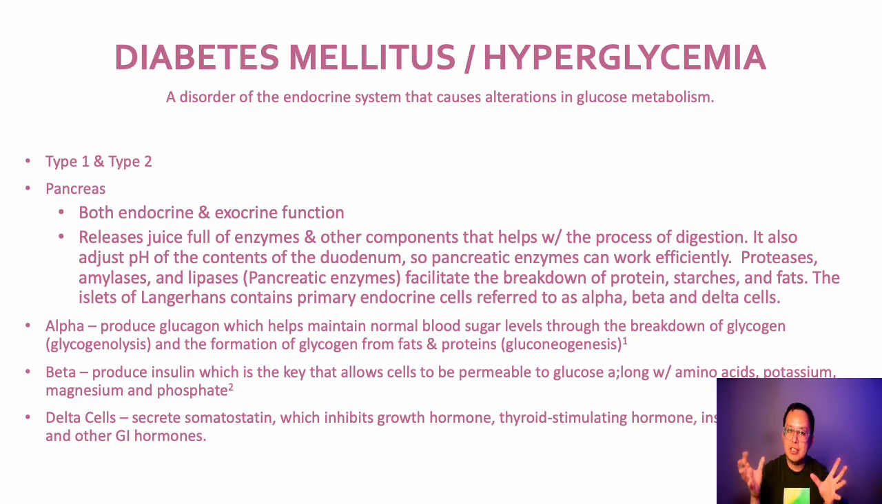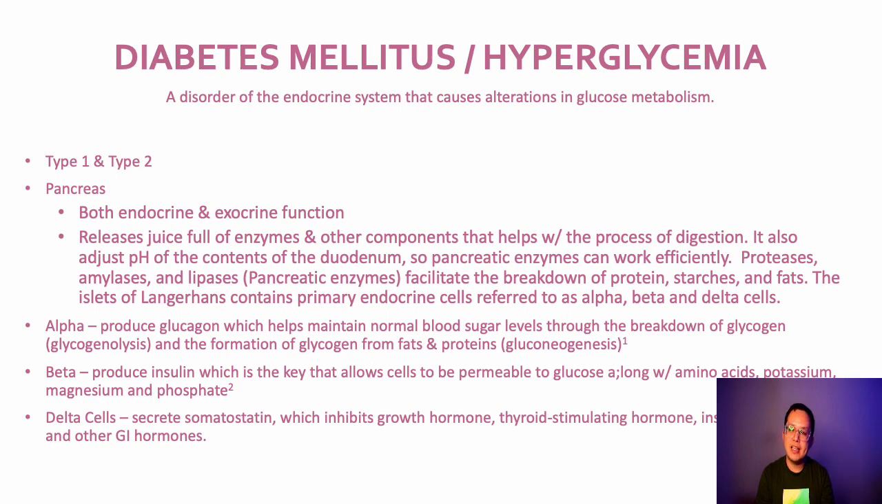So our small intestine, remember duodenum is a part of the small intestine, is the first part actually. So we have the duodenum, jejunum, and ileum. Proteases, amylase, and lipases, these are pancreatic enzymes that facilitates the breakdown of protein, starches, and fats.